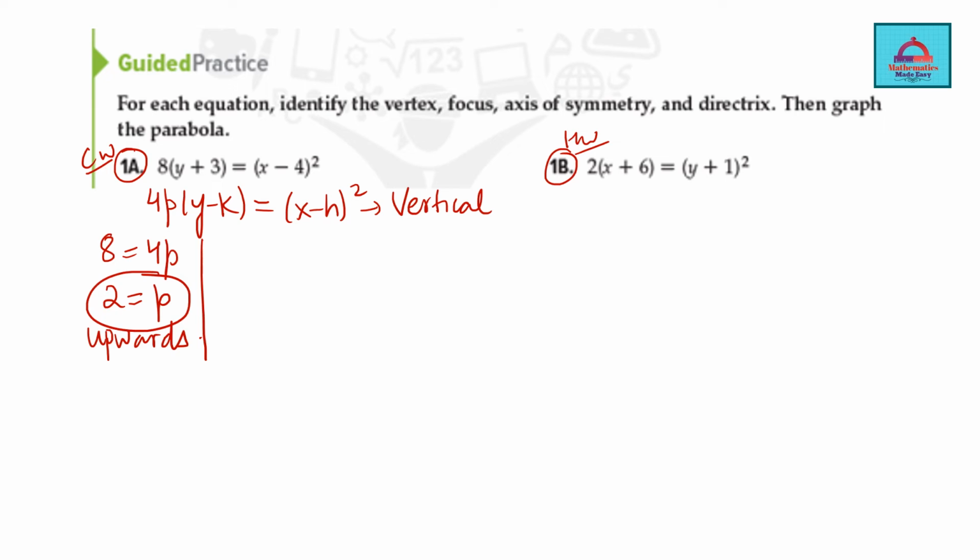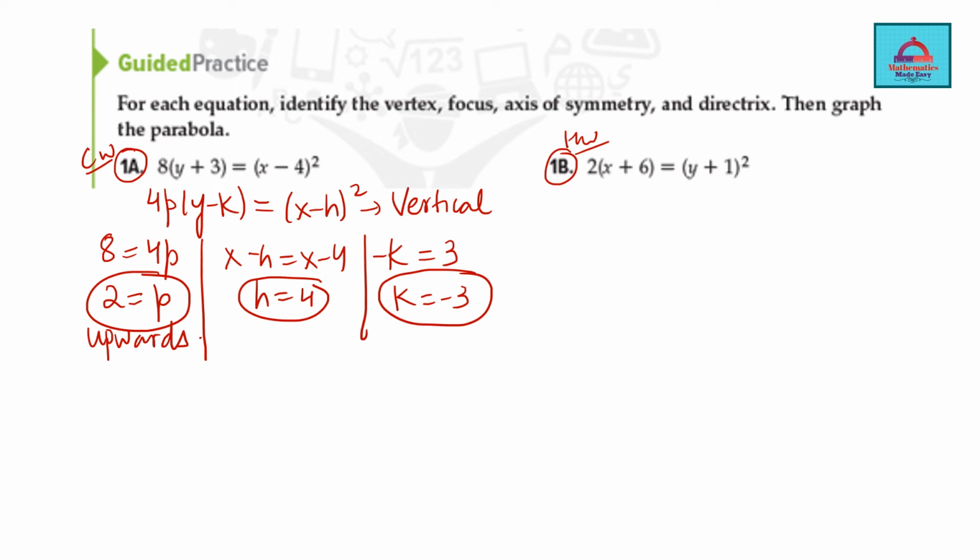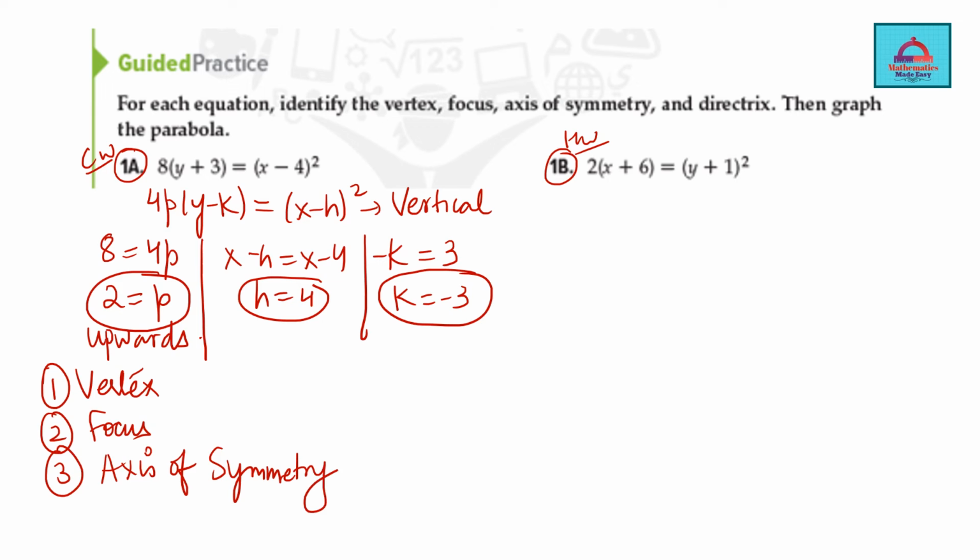Now let's compare h and k. So x minus h, if you compare with x minus 4, so you know that your h is 4. Next is k, so y minus k is equal to y plus 3, so k is minus 3. So now you have got your vertex number 1, then you need your focus, then you need your axis of symmetry, and last but not the least, you need your directrix.